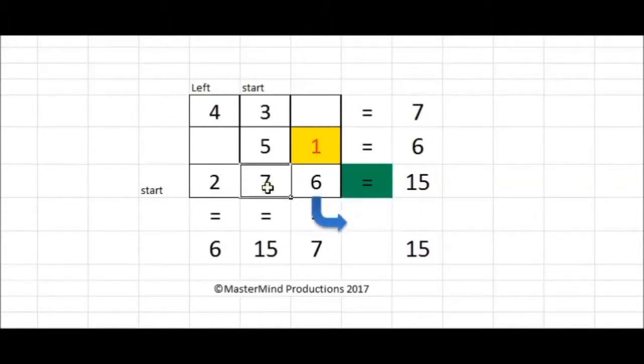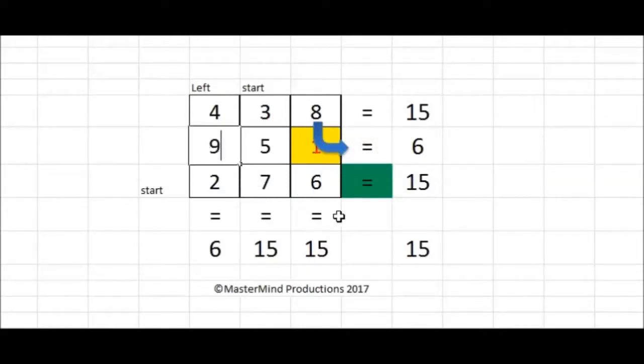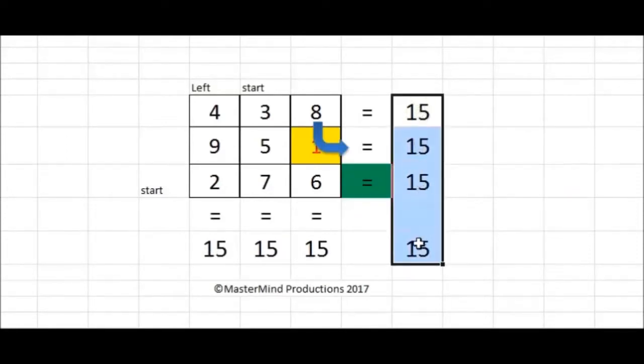Now we will just continue using all the tricks we learned for the down and right rule and complete the square. So 8 is put in the first cell of the corresponding column and then we will put 9 in the first cell of the corresponding row. And we will get our magic square. 15 is the magic number for this square.